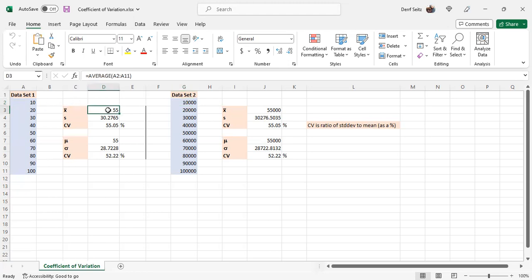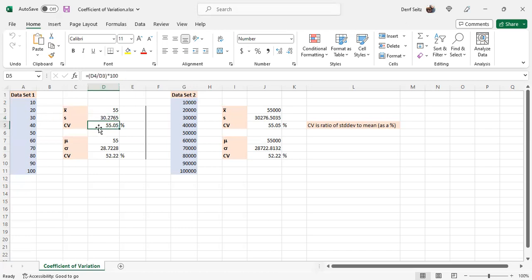Back over in data set 1, in order to calculate the CV, and we're doing this for sample data here, we need X bar, the mean for the sample, and there's the average formula using the average function in Microsoft Excel. And the standard deviation for the sample, STDEV.S, gives us that.